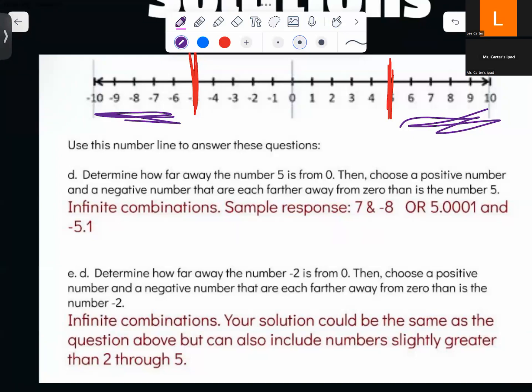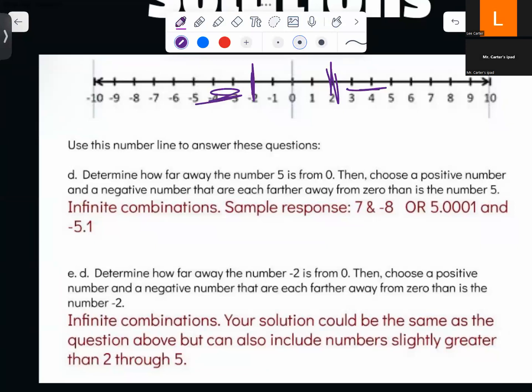So you could have the same number as D, but you also could include, when you're talking about more than 2 away, then now we're just looking at it's got to be outside of this, not outside of the 5. So it could be right in here somewhere too, right? Or it can still be out here. That's what it's saying, right?